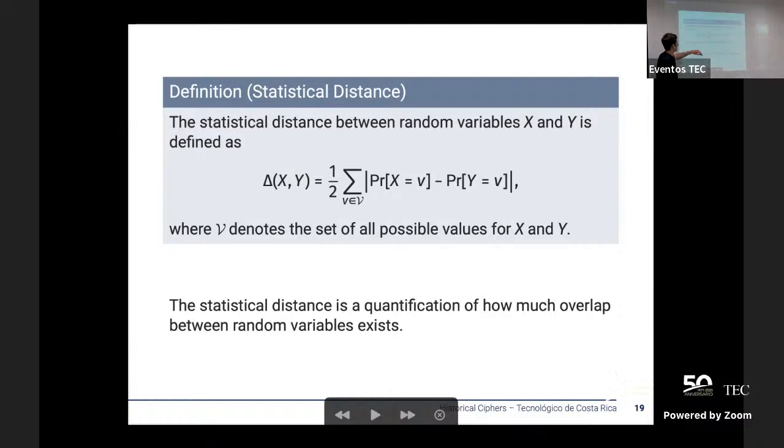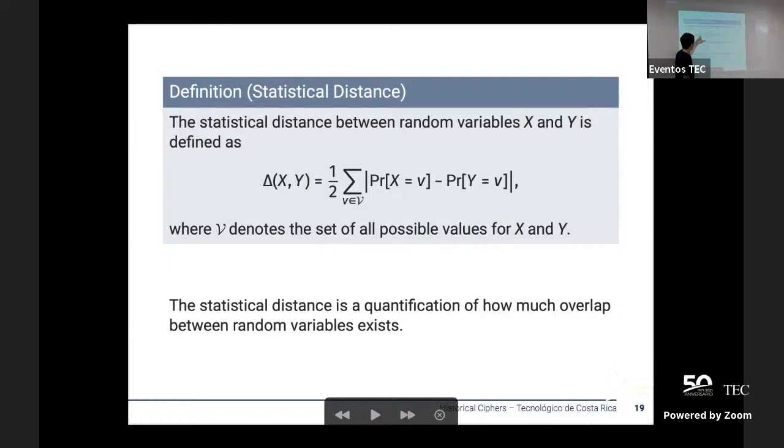We define it as follows. We have two random variables. One in the example was the English text, and the other one was the ciphertext. Technically, the ciphertext was not a random variable because it was completely deterministic, but we just assume it's a random variable with these distributions, which we actually compute from the frequencies. And what we do: we define the statistical distance as the delta between random variables. We compute, for all values that appear, those for which the random variables are non-zero.